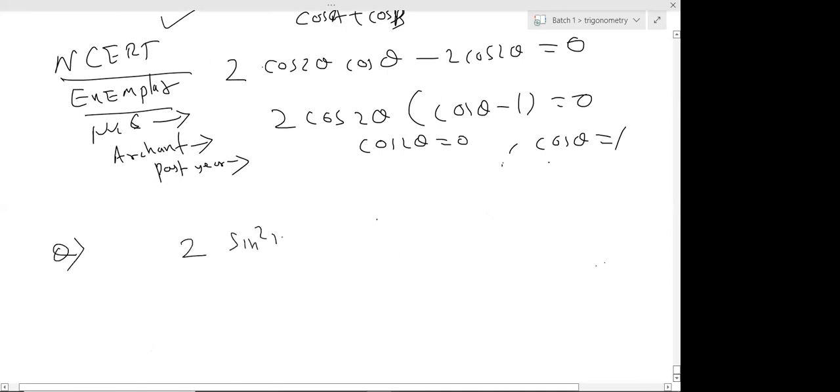2 sine square x plus sine square 2x is equal to 2. Find the general solution, or solve. I'll give you a few minutes, try to solve this one.